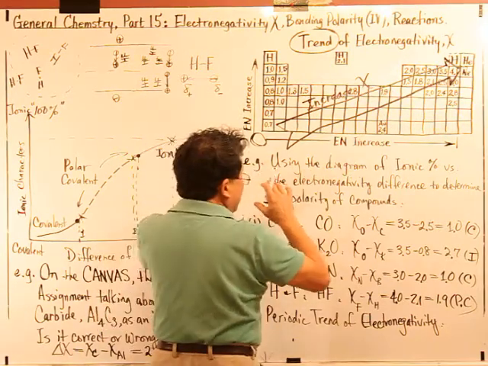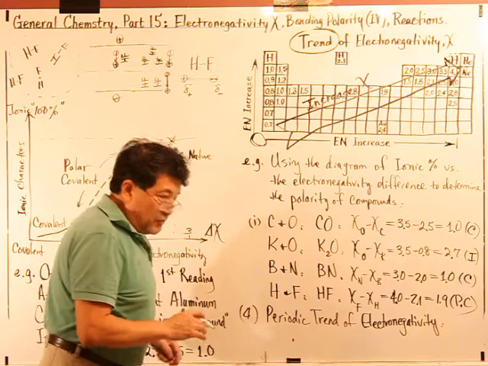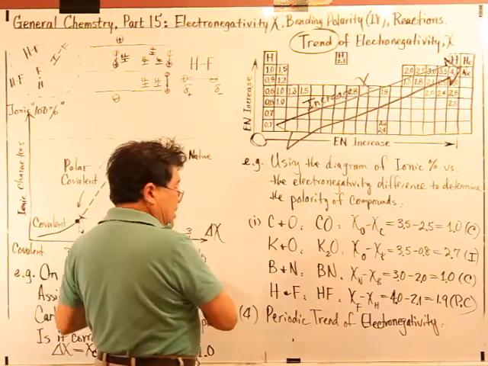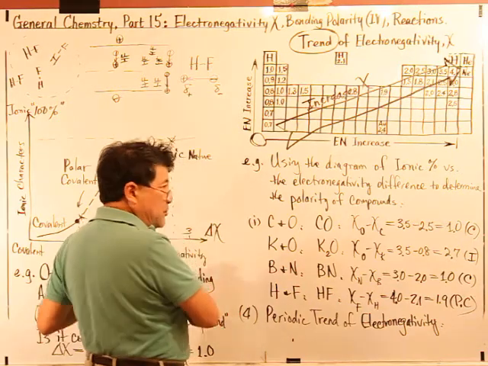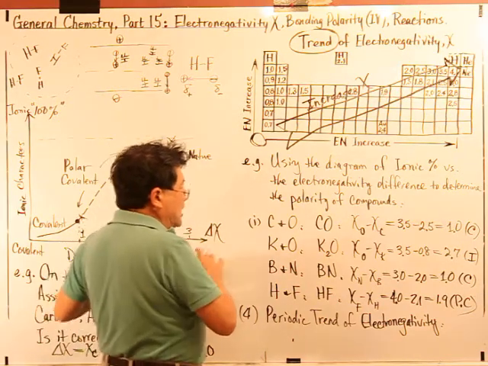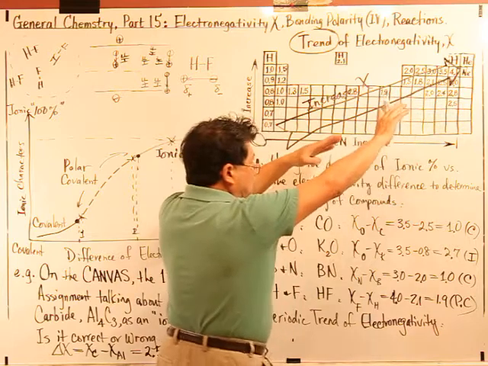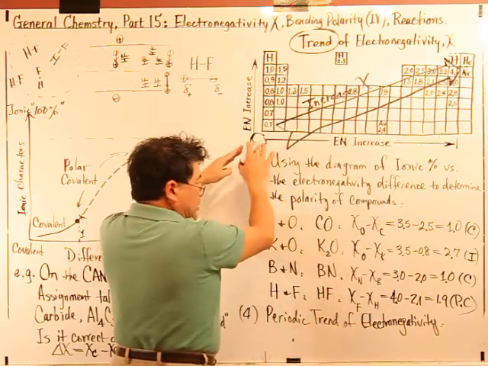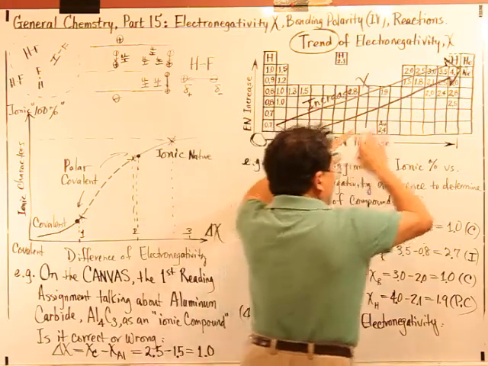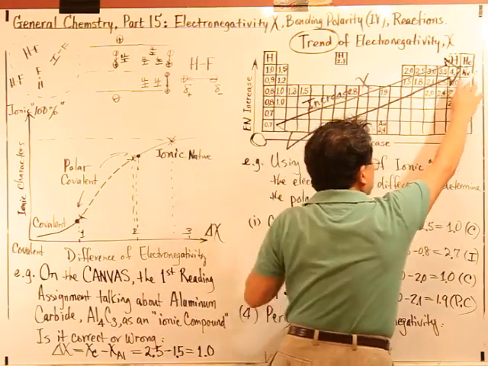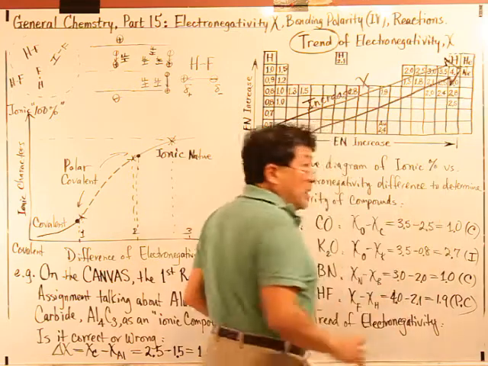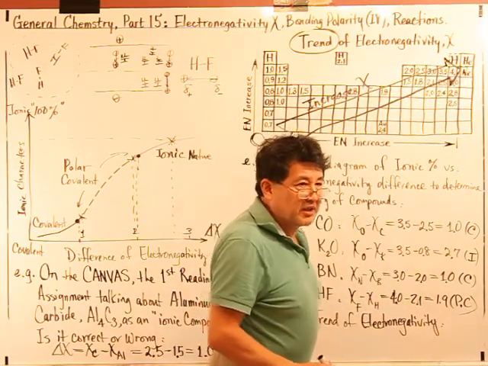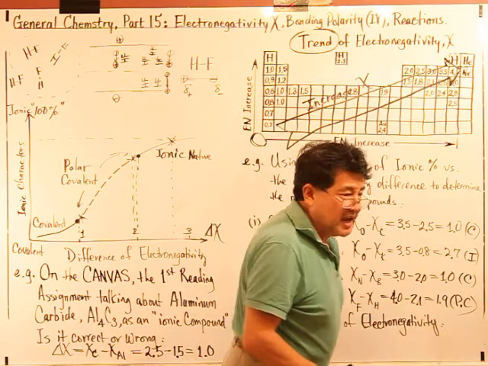So we have a combined effect for electronegativity, increasing from the lower left corner of the periodic table to the upper right corner. Basically it starts from francium all the way to fluorine. You might say, what about helium and neon? No, they are not our concern, because they barely form any compound. They are inert gases, noble gases, right?